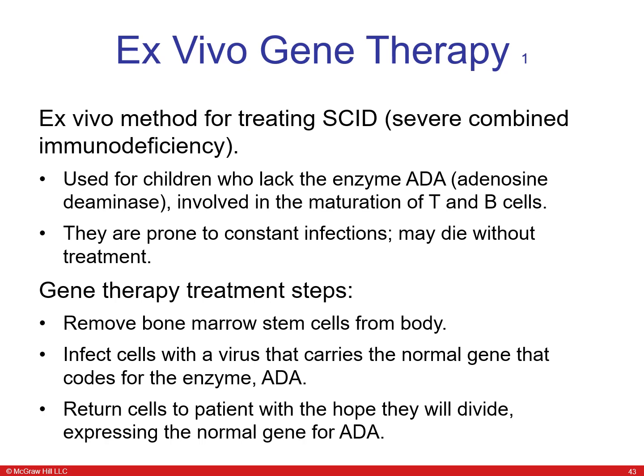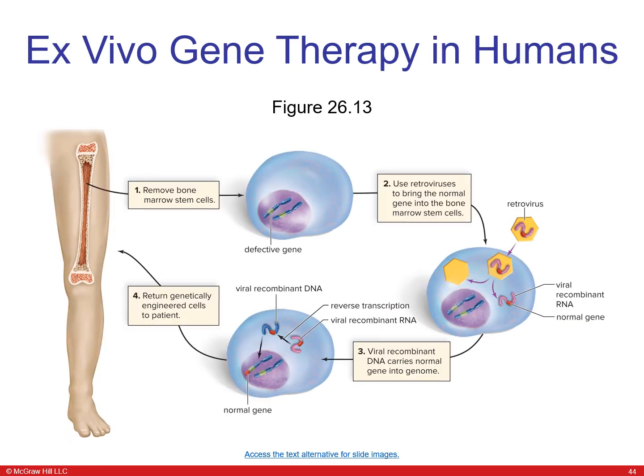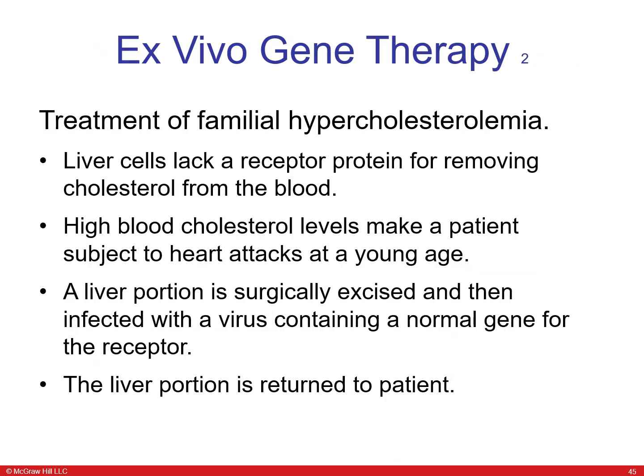You can do ex vivo gene therapy, where you take cells out of the body, change them, then put them back in the body, and this is how they treated SCID patients. This is a diagram of the SCID patient's treatment. We remove the bone marrow stem cells, treat them with a retrovirus, and put them back in the bone marrow. Here's another example where they take a piece of the liver out, place a virus with the normal gene in it, and then that liver is returned to the patient.